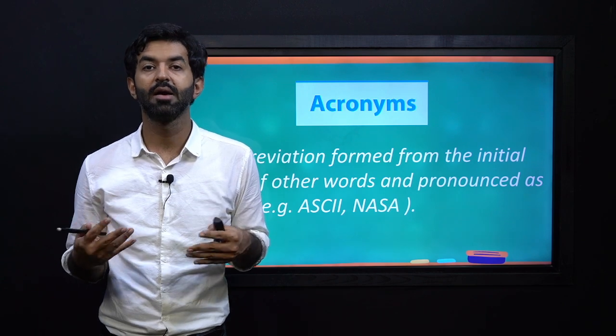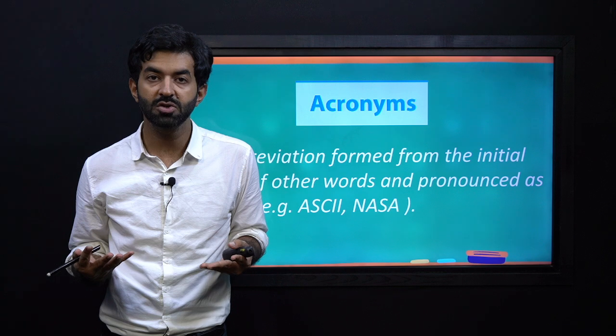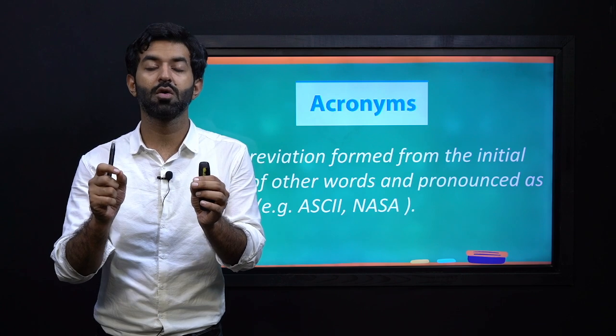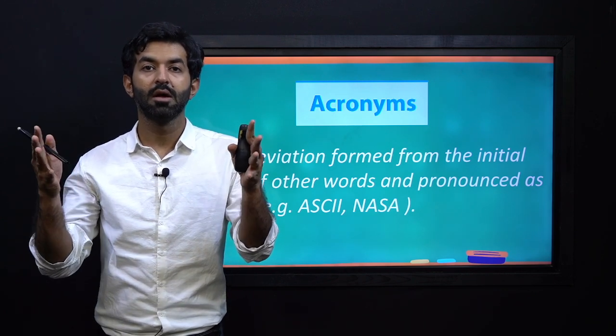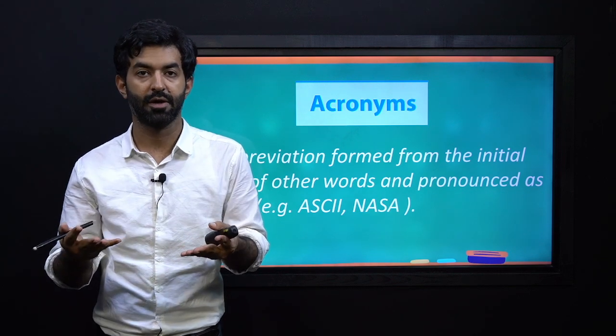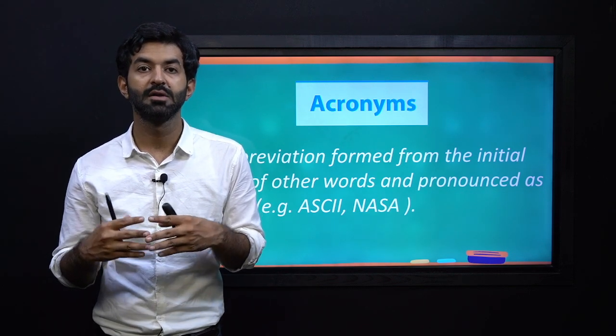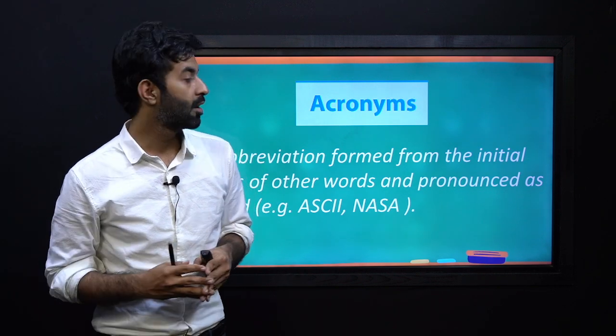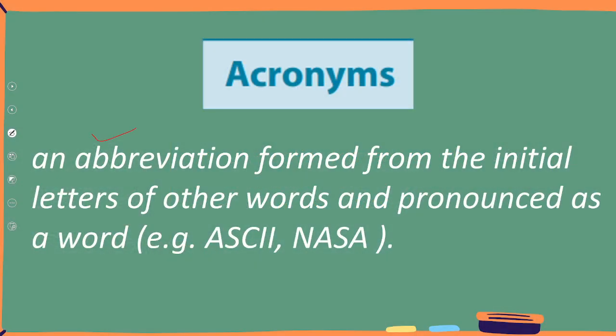Acronyms are like abbreviations. They are also abbreviations, but there is a slight difference. We actually take the first letter of every word and then we combine it and say it together. Some acronyms are said like words and some acronyms are just pronounced as letters. For example, an abbreviation formed from the initial letters of other words and pronounced as a word. For example, we have ASCII and NASA.